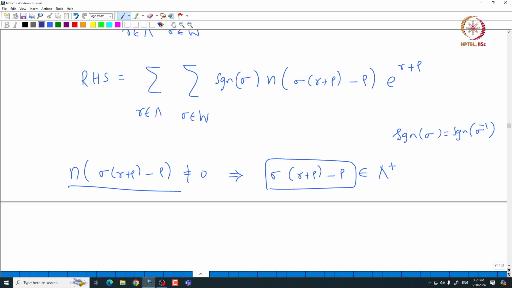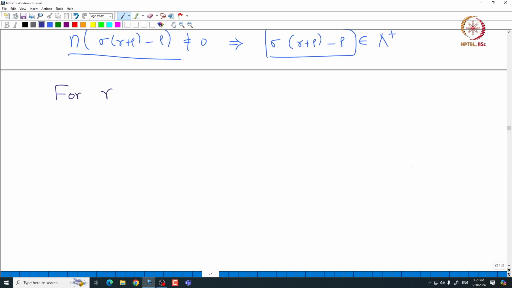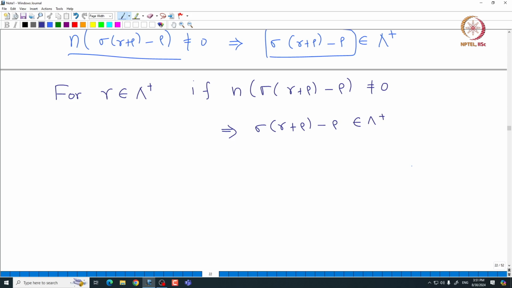For example, if sigma is identity, then we get here this n of gamma. So, for gamma dominant, if n of sigma gamma plus rho minus rho is non-zero, then that implies sigma gamma plus rho minus rho is again dominant. But for gamma being dominant, that would imply that gamma plus rho is indeed what is called a regular element. So, gamma plus rho of H_i is going to be positive for all i from 1 to n. Using this in this situation, I will leave it as an exercise, you can prove that sigma must be identity.